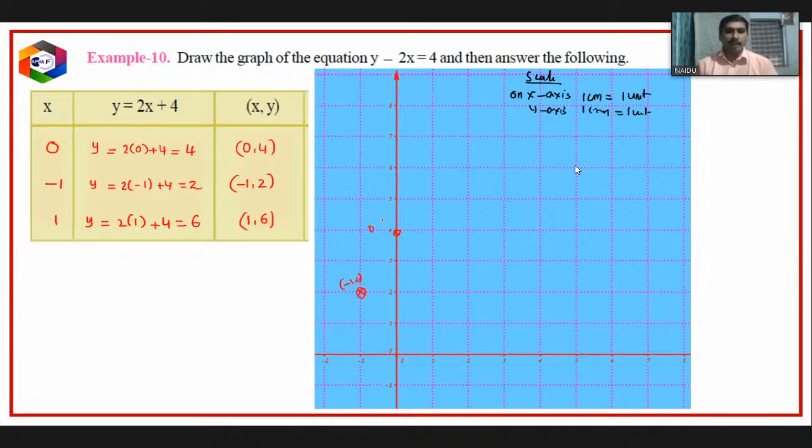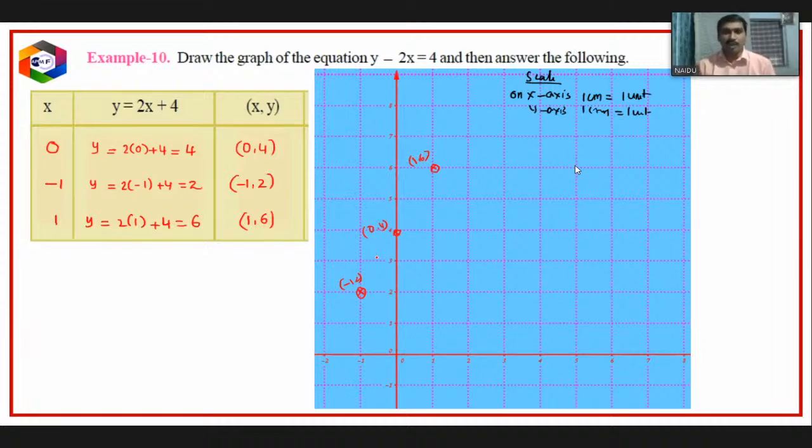And one more point I'm going to take, (1, 6). So from the origin towards the positive direction 1 unit, vertical direction 6 units. So this is (1, 6). Now I have taken a minimum of 3 points. That's all. These are the solutions of the given linear equation.